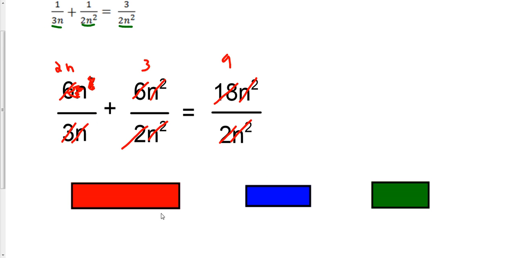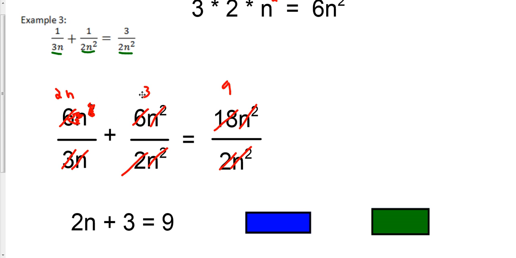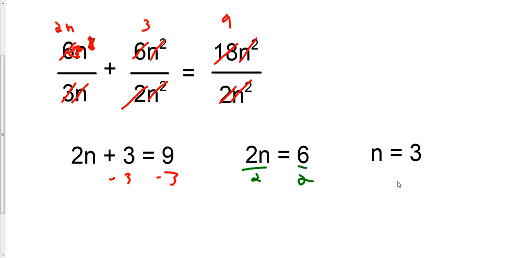So, simplifying our equation down, we have 2n plus 3 equals 9, which is a much easier equation to solve than this one. From here, we just solve it how we normally would. Subtract 3, trying to get all the variables on one side, all the constants on the other. 2n equals 6. Now we need to divide by 2 on both sides, which means we're left with n equals 3. This would be our solution.